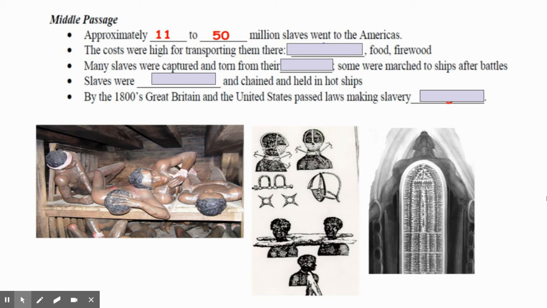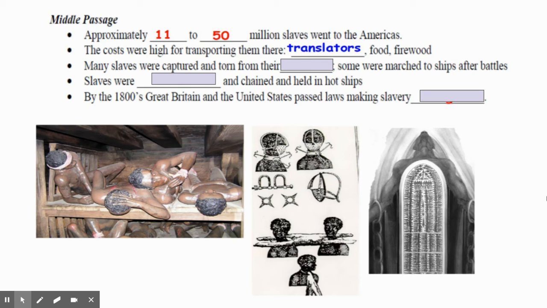Anyway, the cost for transporting slaves was pretty high. You had to have translators, meaning you had to have people that could communicate with those people who were being enslaved. You needed to have food because you didn't know how long this journey would take. Depending upon the tides and the weather, you could be at sea for a few months, and you needed food for those people who were enslaved because you didn't want them to die on the journey because that's your profit.